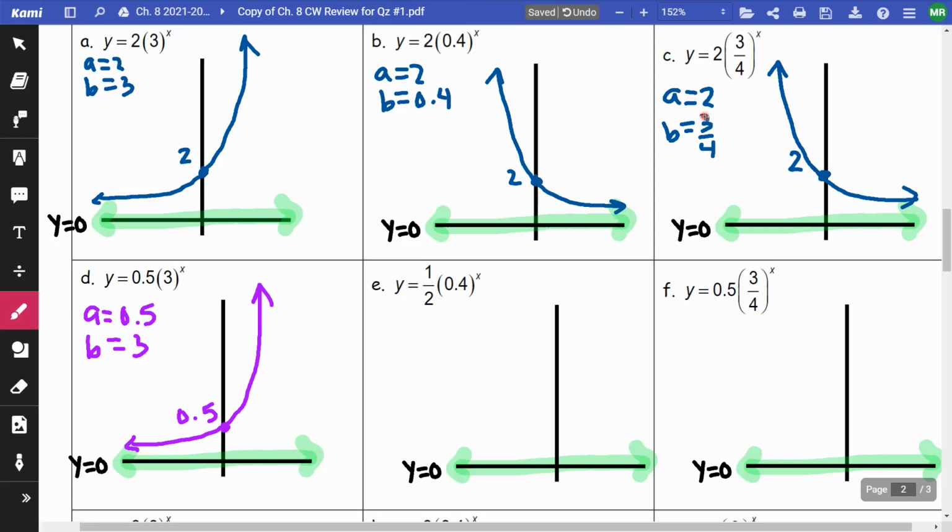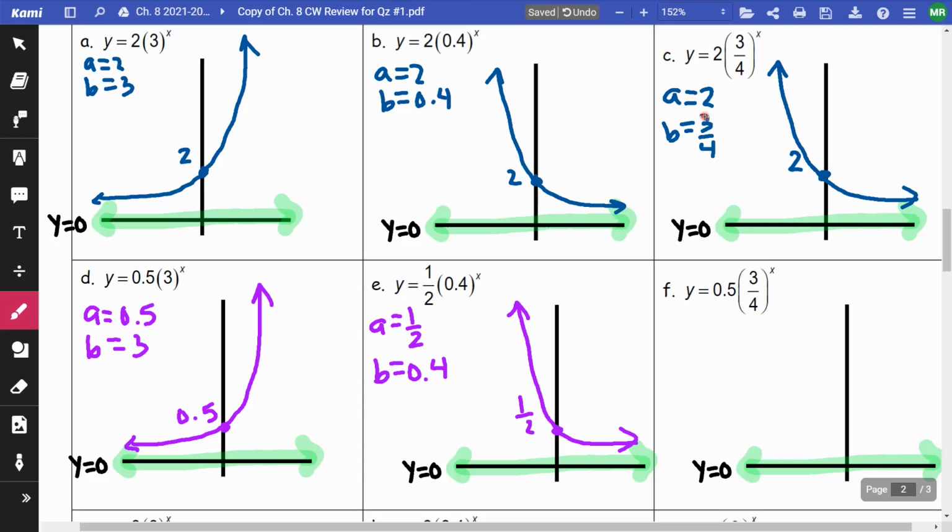So it's going to start low and get higher. On E, my A is 1/2, which is the same as 0.5. I just wrote it as a fraction this time. So I'm going to start at 1/2. That is my A. My B is 0.4. So I'm timesing by 0.4, which is smaller than 1. So that is going to make this a decreasing graph.